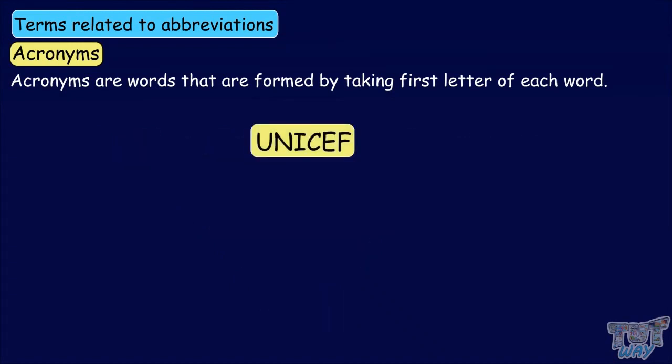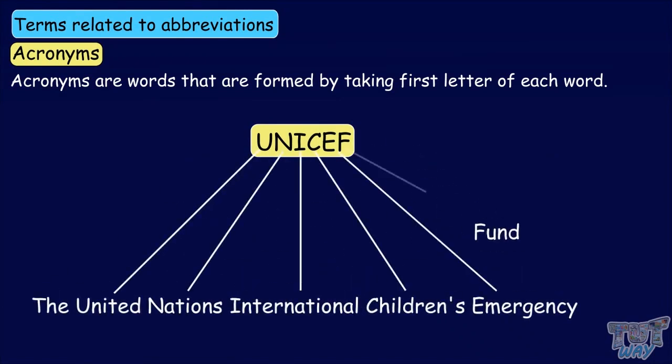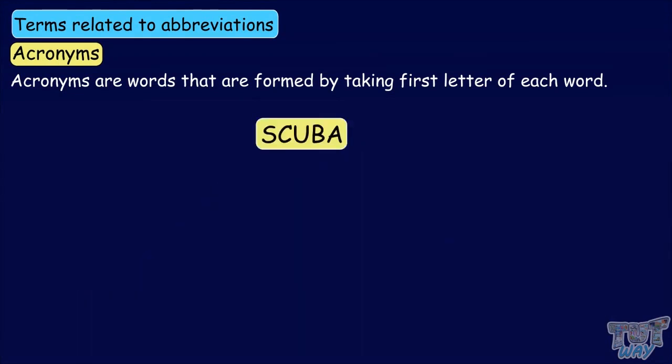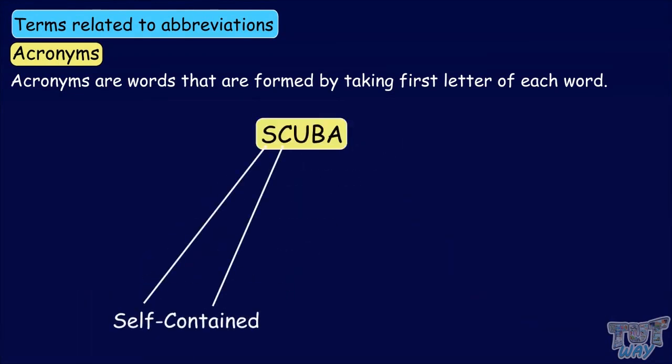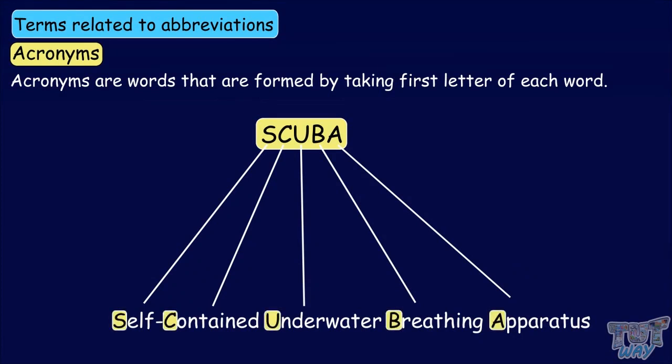UNICEF is formed by taking the first letter of each word from the following full form. The United Nations International Children's Emergency Fund. Scuba is made by taking the first letter of each word from self-contained underwater breathing apparatus. So acronyms are words that are formed by taking the first letter of each word.